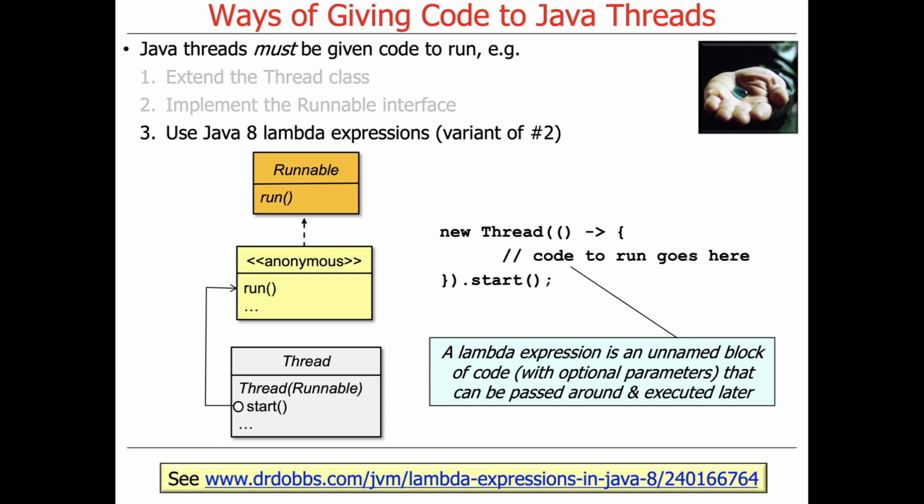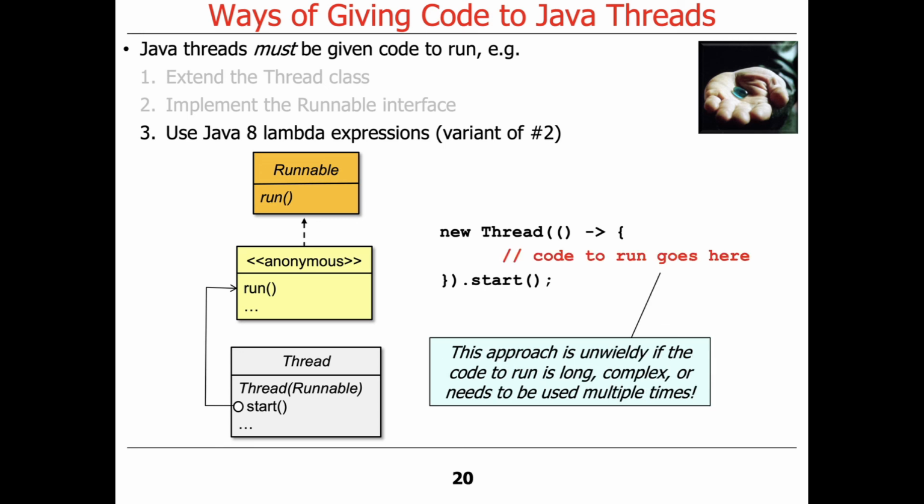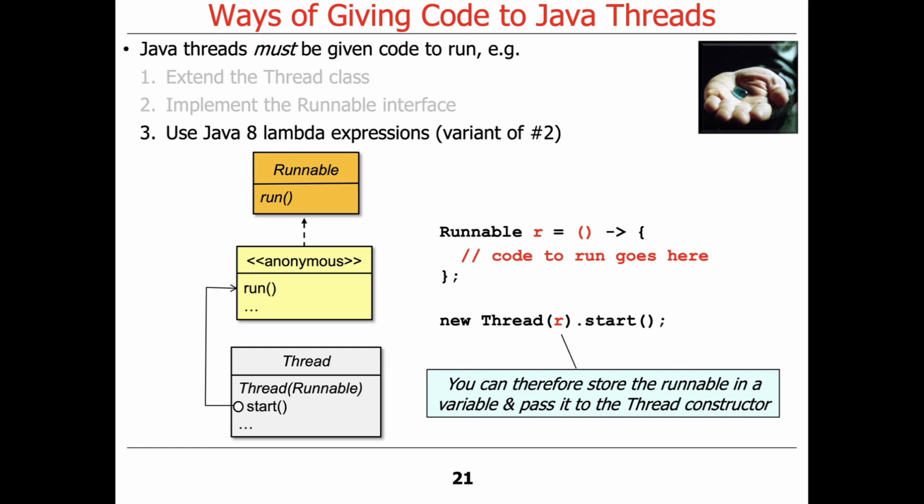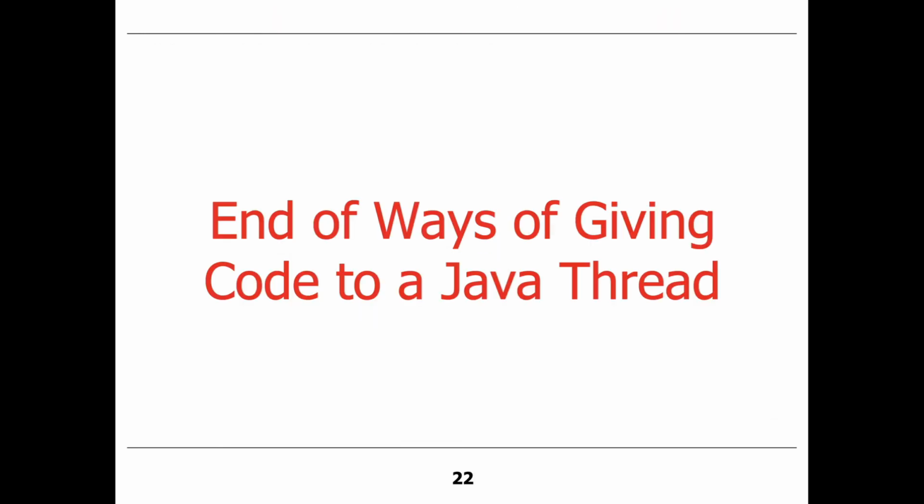This works very nicely if you have a one-shot thing that's really short. It becomes unwieldy, however, if this code here is very long, complex, or most importantly, needs to be reused multiple times, because then you end up repeating yourself. And you don't want to repeat yourself. DRY, don't repeat yourself, the DRY principle. Therefore, if you find yourself with lots of code or code that needs to be repeated, you can stash that code into a runnable using the lambda syntax I show you here. And then you can just pass that runnable into a thread. So that's an overview of various ways that you can give code to a Java thread.